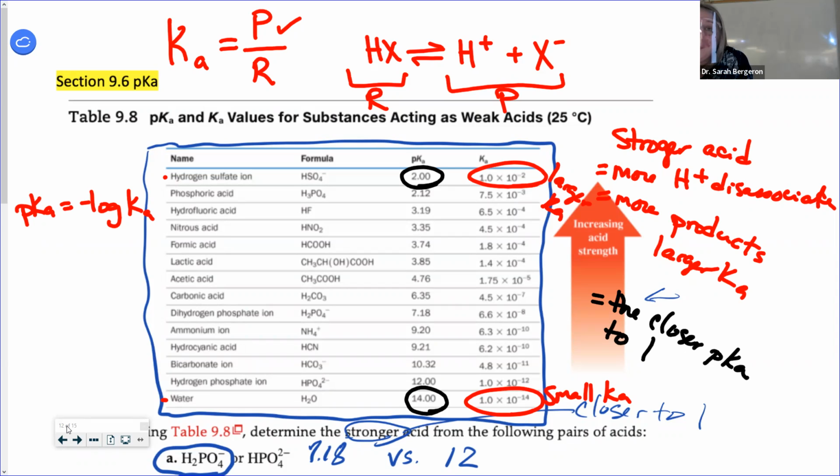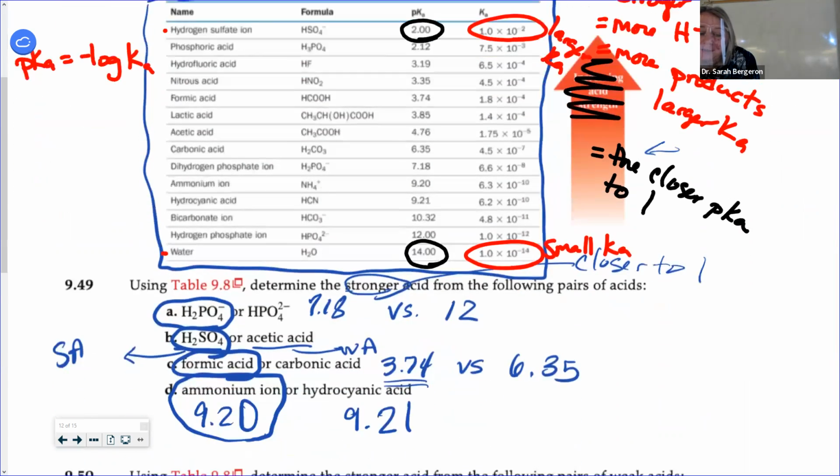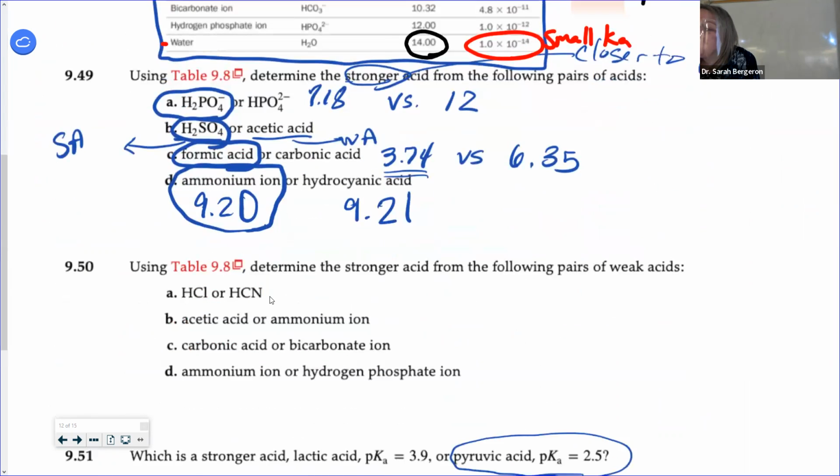So our pKa value, the closer it gets to 1, the stronger the acid is. Now, do you have to really memorize that? No, because you're going to get the table. You just don't get this arrow. So if I come down here and I'm given different acids, can you determine which one is stronger, which one is dissociating more? Absolutely. All you have to do is look at their pKa values, and which one is closer to 1 is the stronger acid.